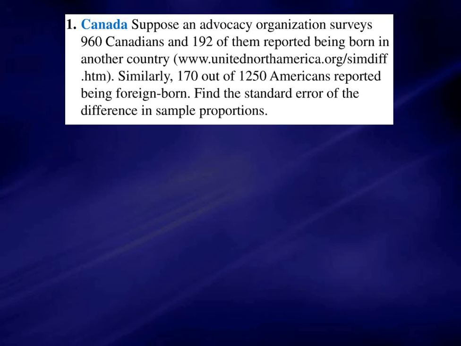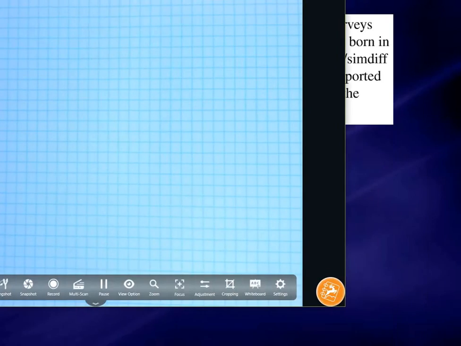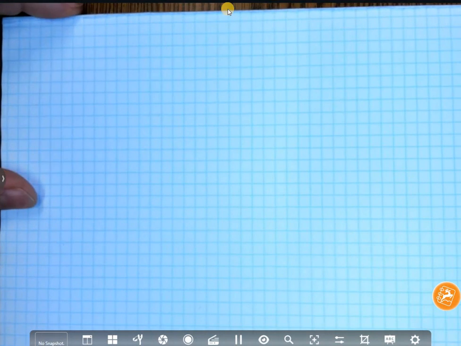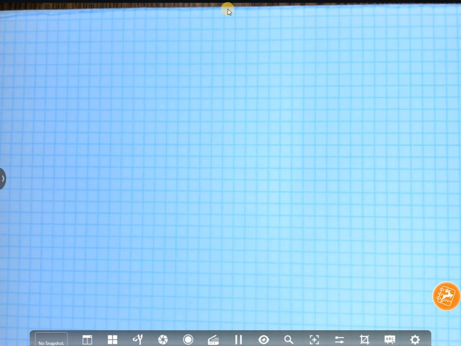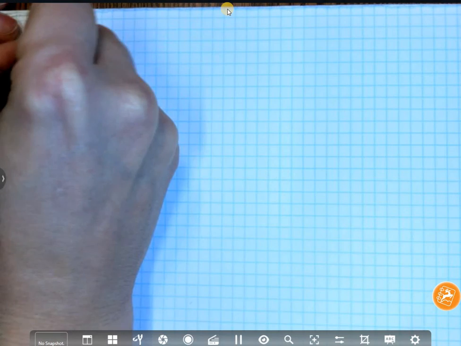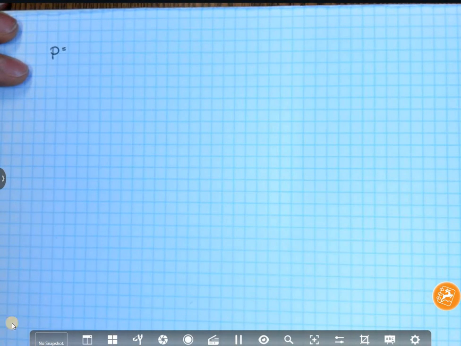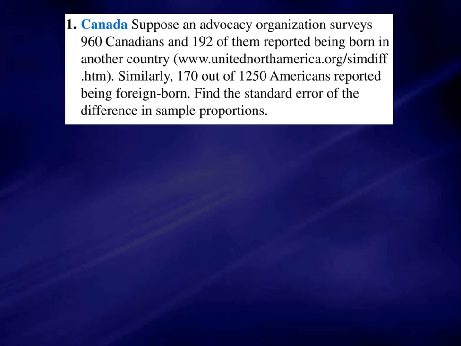All right, right now we're just talking about the standard error, but I'm going to show you what I think is important and how I write these things down. Okay, ready? So the first thing that I do, what did I say you should do first? Identify what? P. So I'm going to start by identifying what P is.